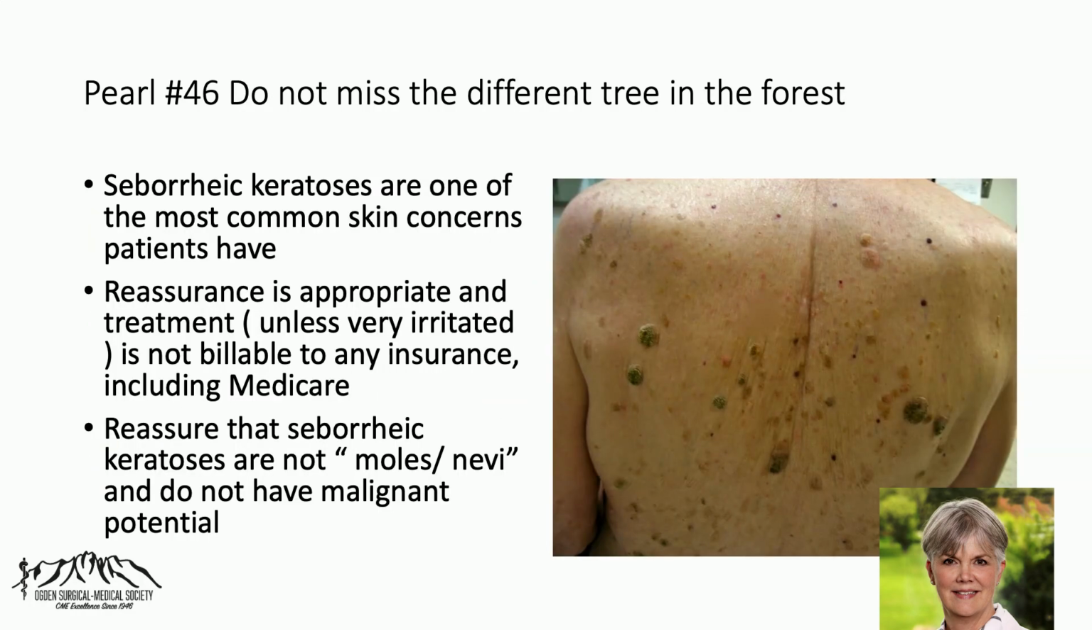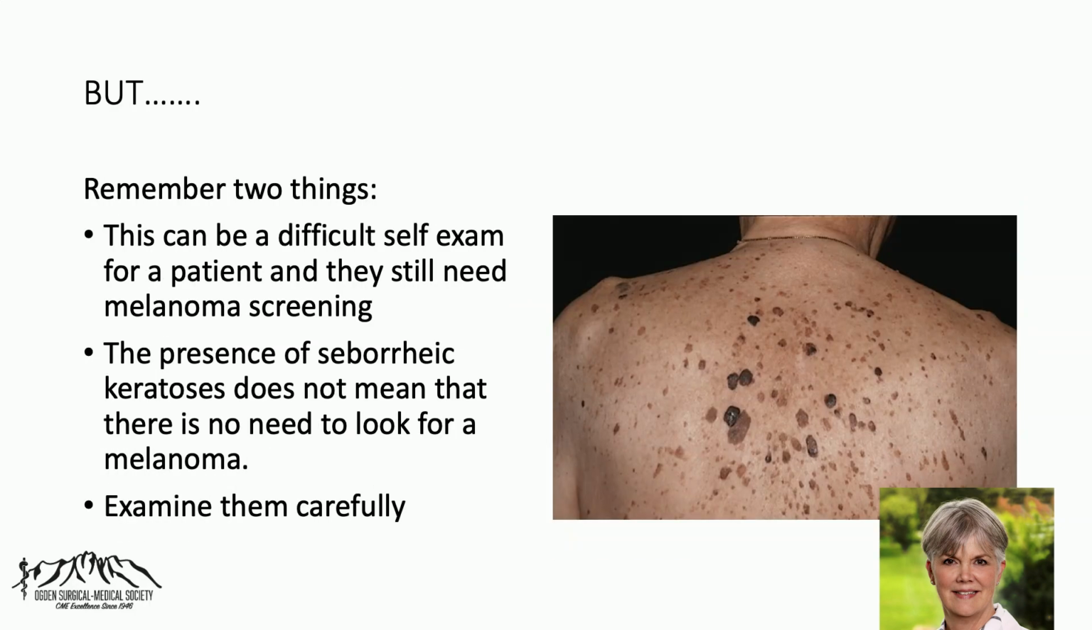Okay, we're getting there. Seborrheic keratoses, they're so common. Doc, I got these. First of all, don't call them moles, because what you want to tell the patient is that they don't have a malignant potential. So they're not moles. They're seborrheic keratoses. Second of all, remember that you can't treat them unless they're very, very irritated. You can't bill them to insurance. But when you send a patient home and say, well, they're nothing, that's wrong, because this is a very difficult self-exam, and this is a very difficult exam for us. So when you have them in your office, you have to look carefully for the melanoma that may be hiding on that back between the seborrheic keratoses.